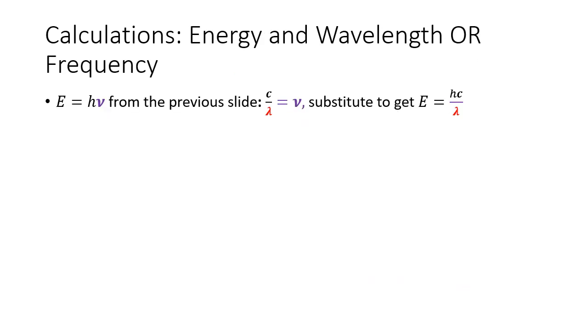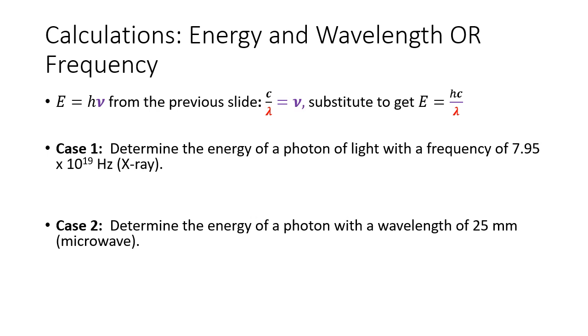All right, what if instead we want to do an energy and wavelength or energy and frequency calculation? From the previous slide, we know that E equals h nu, and we know that c over lambda equals nu. So we can do a substitution. We can plug in c over lambda for nu, and we get E equals hc over lambda. So we've got two different cases here.